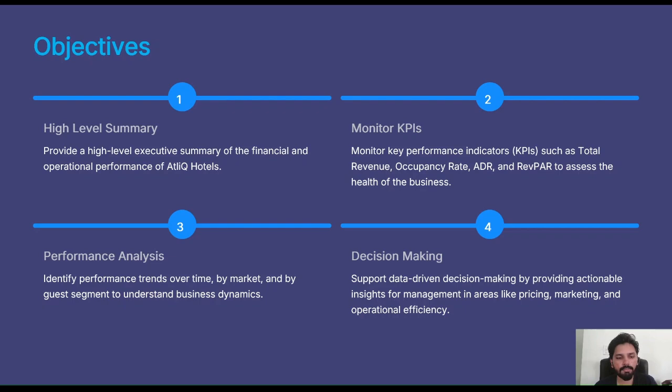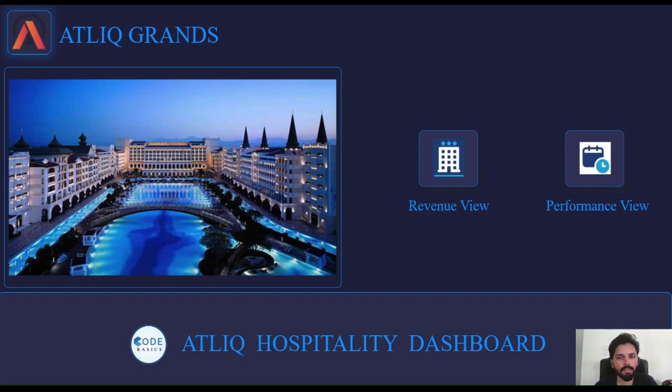Third one is performance analysis. We'll identify performance trends over time by market and guest segment to understand business demand. Fourth one is decision making. We'll support decision making using data-driven insights by providing actionable insights for management in areas like pricing, marketing, and operational efficiency. So this is the home view of the dashboard of AtliQ Grands.